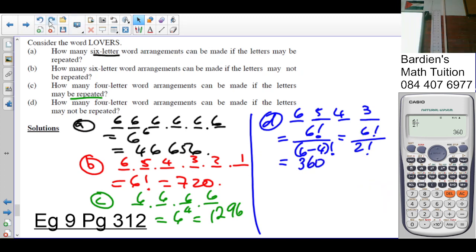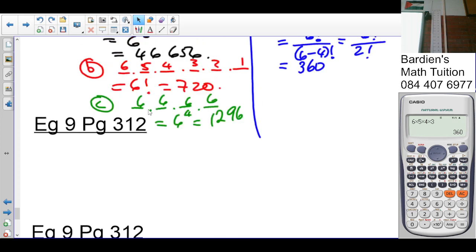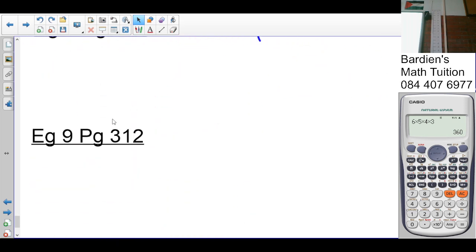Again, do we have to write it in this format? No, you can just put in the calculator 6 times 5 times 4 times 3 and you get 360. As I just said, it's a useful tool, especially for those of you who are considering maths next year as well. Okay, that's example 9.